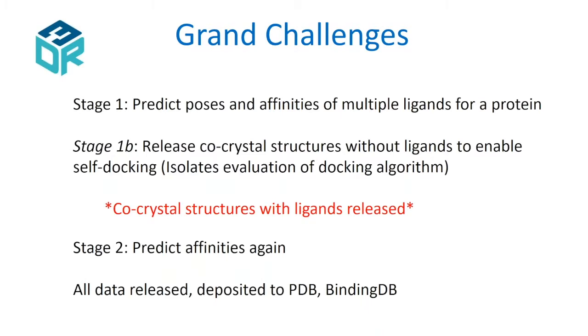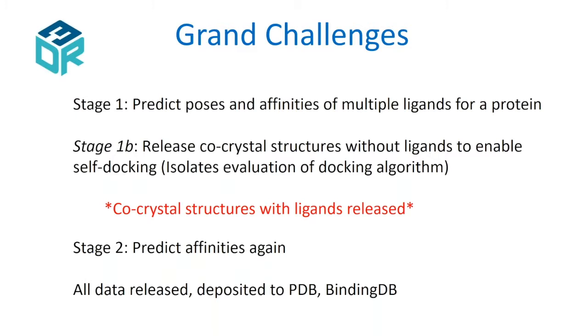Okay, so the grand challenges, as most folks here are probably familiar with: when we run a grand challenge, we break it up into several stages. The first stage is what we call the pose prediction stage, and the second stage would be the affinity predictions, after the structures have been released. So in stage one, we're doing pose prediction and affinity predictions of multiple ligands for a particular protein. We piloted a new stage 1B in Grand Challenge 3, which is the one that we're going to focus on the scientific results of today.